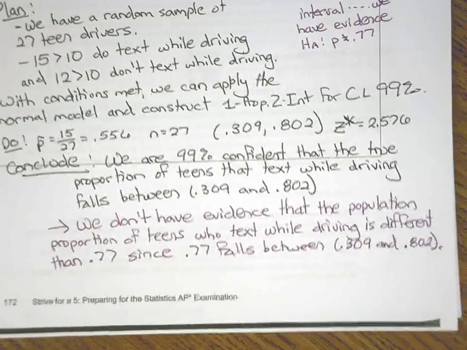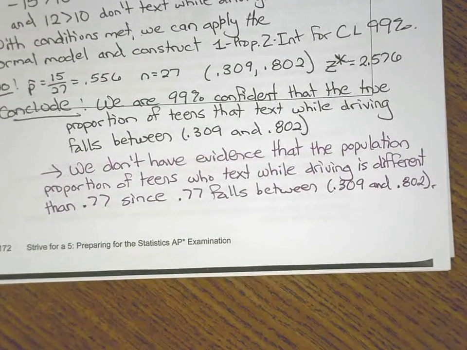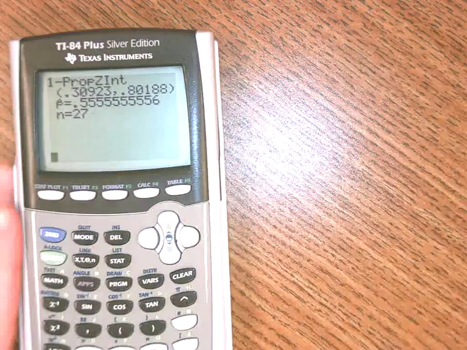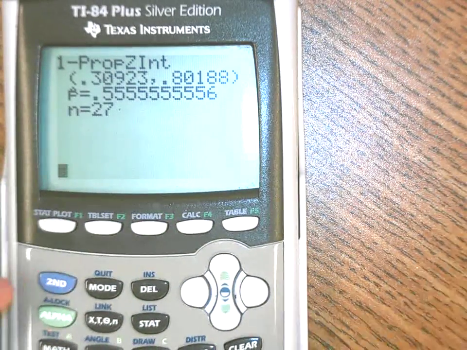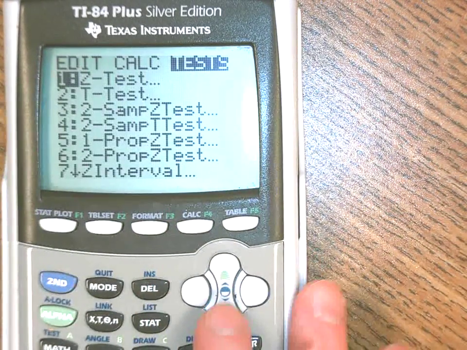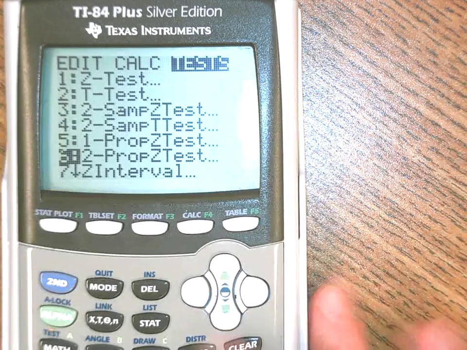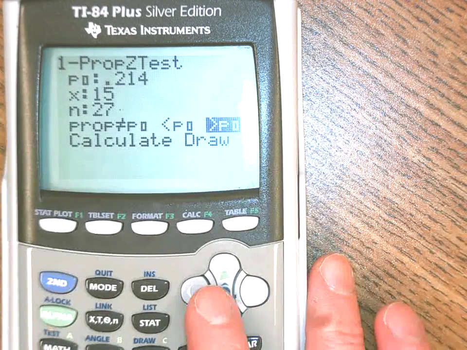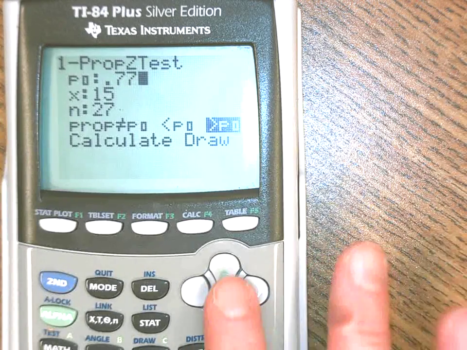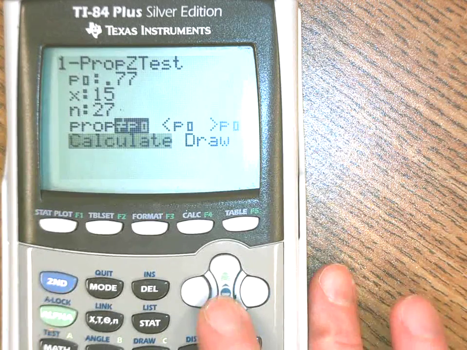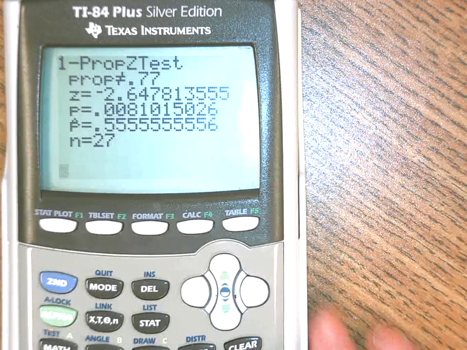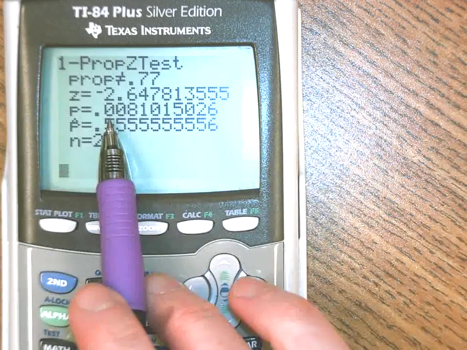If we were to continue on and look at the test for this, one proportion Z test, just so you can see the connection. If I hit stat, go to test, one prop Z test, should still have my information in there. Well, nope, it doesn't. I was looking for 0.77. I do have 15 out of the 27, and we're choosing not equal to. If I calculate, my p-value is 0.008.